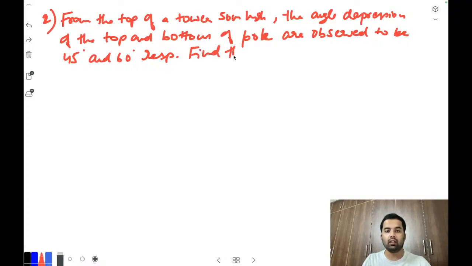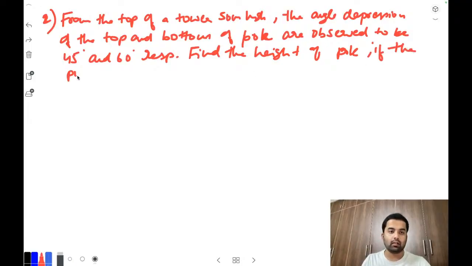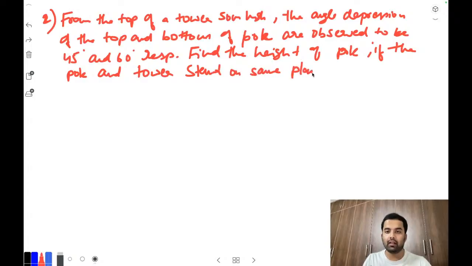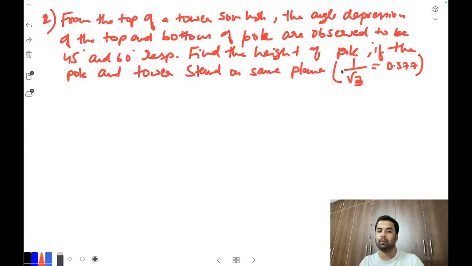Find the height of pole, if the pole and tower stand on the same plane. Yeah, the question is done. And here maybe 1 by root 3 will come somewhere. Okay, in the last part, if 1 by root 3 is coming, you have to use that 1.577 value if it will come.